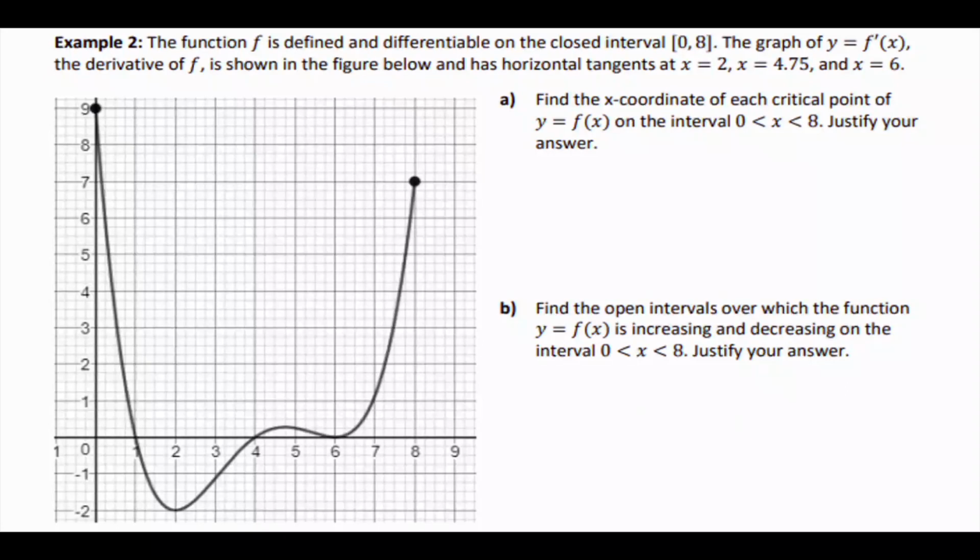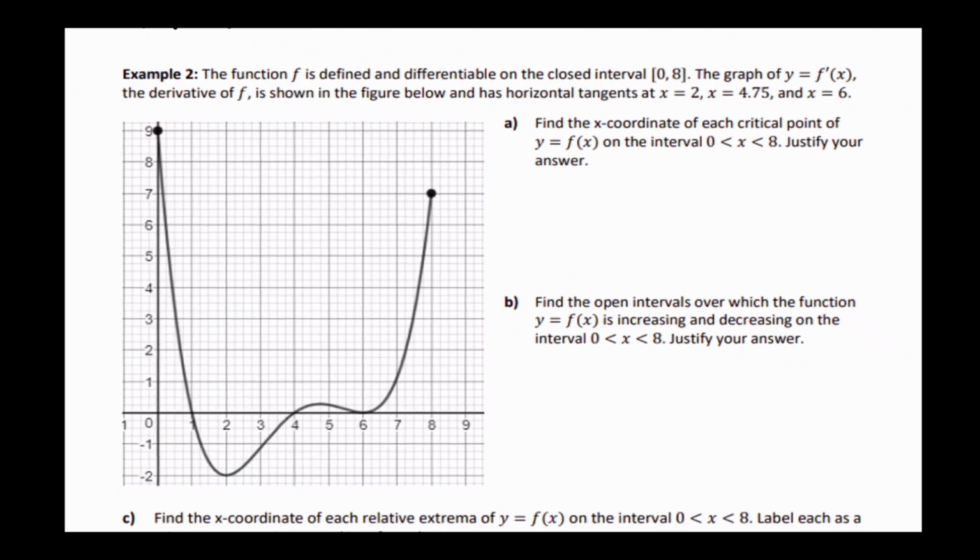Okay. So the function f is defined and differentiable. So f, the original, means there's no places from 0 to 8 where it's not going to exist. F always exists. And f is always differentiable. It's always going to have a derivative. Okay. On the closed interval from 0 to 8. The graph of f prime, the derivative of f, is shown.